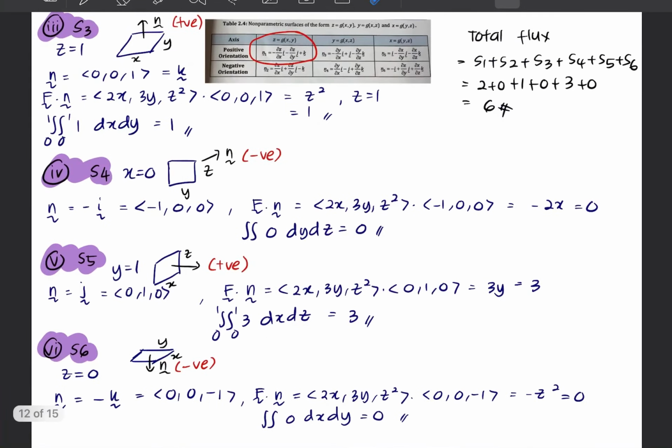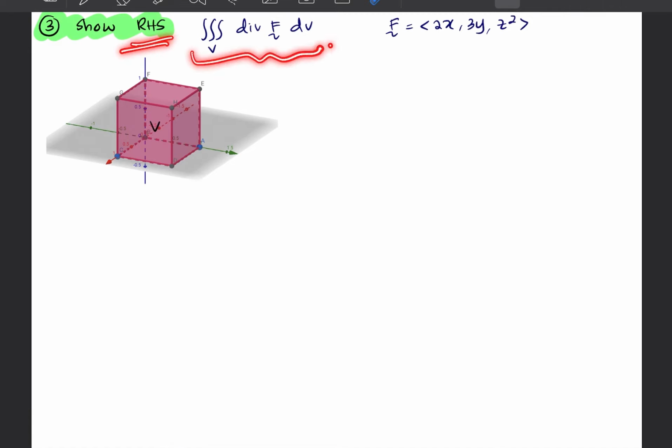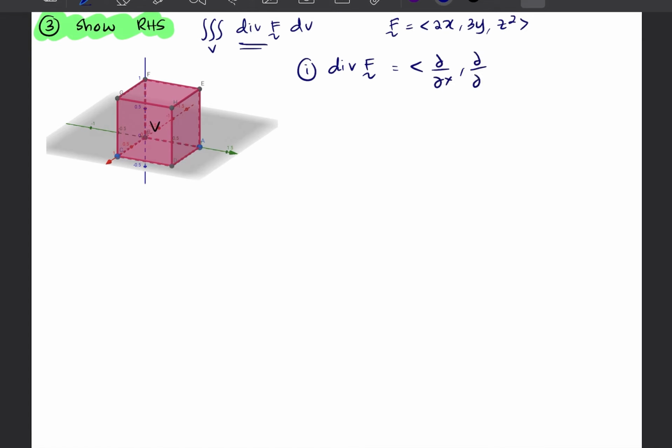Okay, for the right hand side, which is the volume, the first step is to calculate the divergence of F. Divergence of F is equal to del over x, del over y, del over z, dot product with this vector (2x, 3y, z squared). Differentiate 2x over x, you will get 2, and 3y over y plus 3, and z squared over z plus 2z. Then you will get 5 plus 2z.